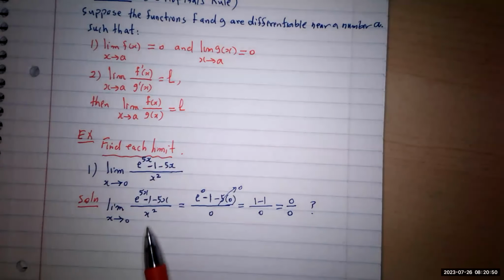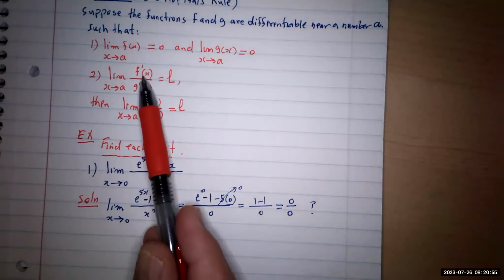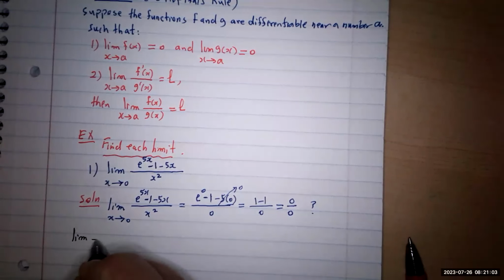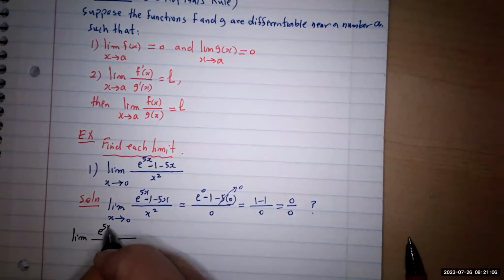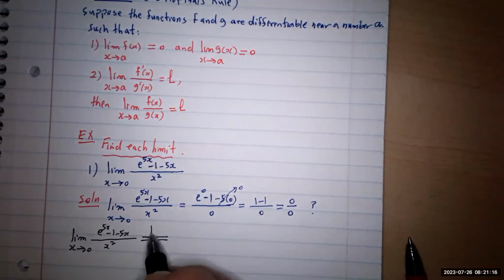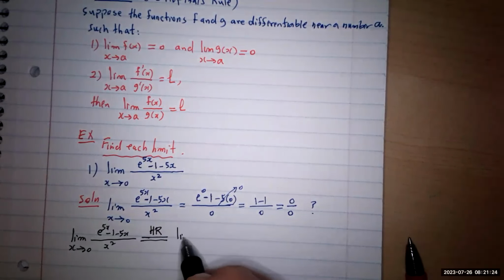Applying L'Hopital's rule means that instead of finding this limit, we find the limit of the derivative of the top over the derivative of the bottom. This is the way we write it down. Now I can start again. The limit of e to the 5x minus 1 minus 5x over x squared, as x goes to 0. Your writing must be precise when you apply it. By L'Hopital's rule, you can write HR if you like, this is the same as the limit as x goes to 0. Now differentiate.